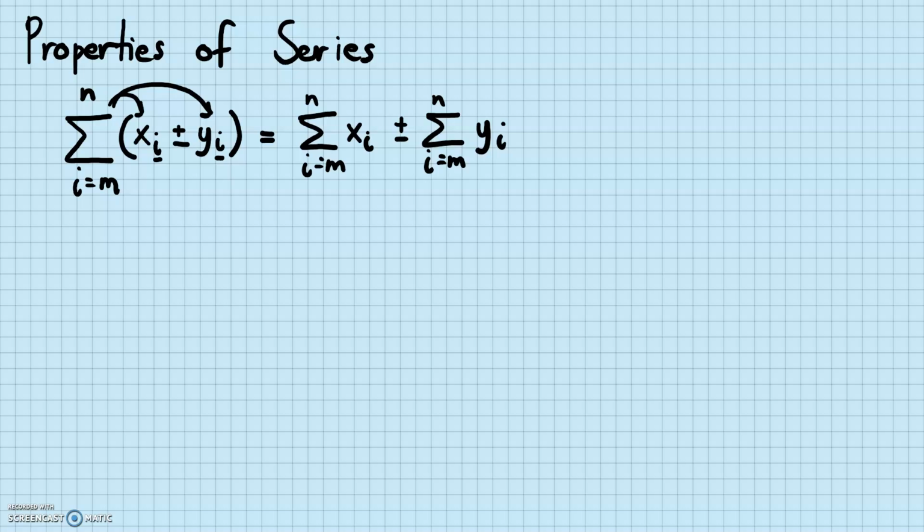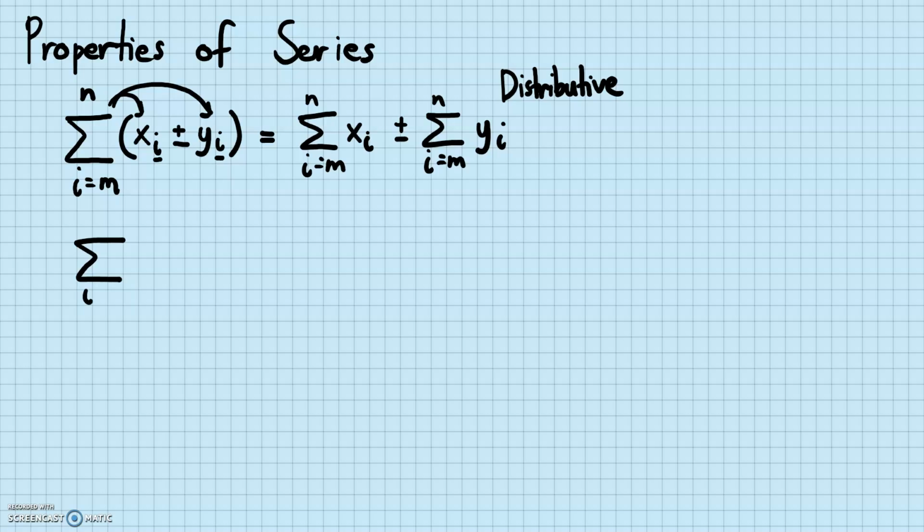I think once I go over some of the examples concerning this, it's going to be much simpler to understand. But for now, I'm just writing down the properties. So this is the distributive property. And we have one more property.